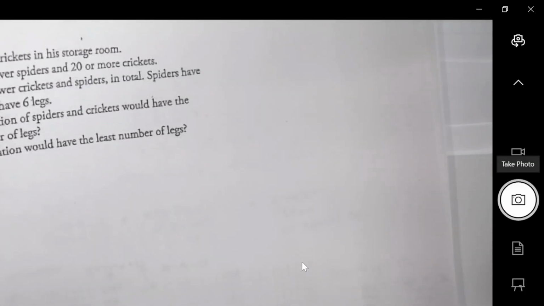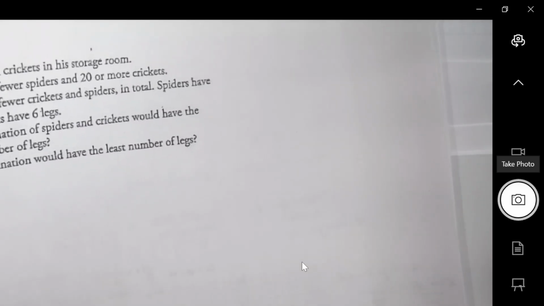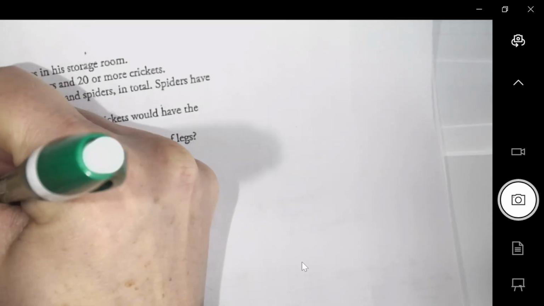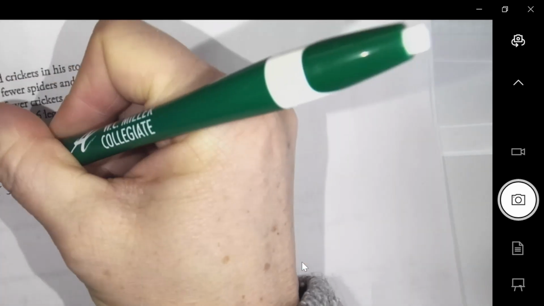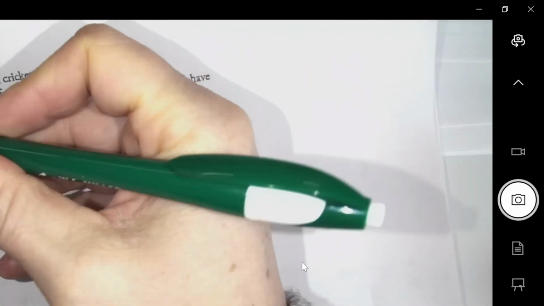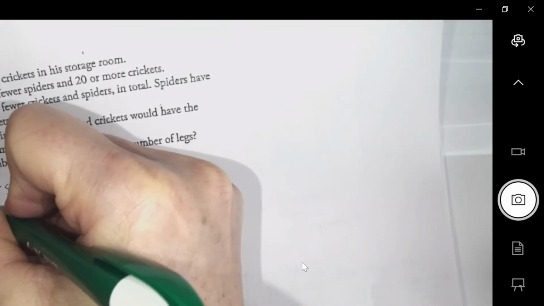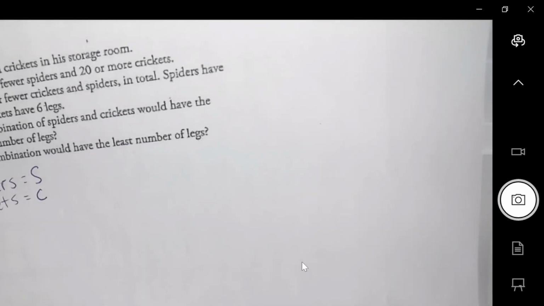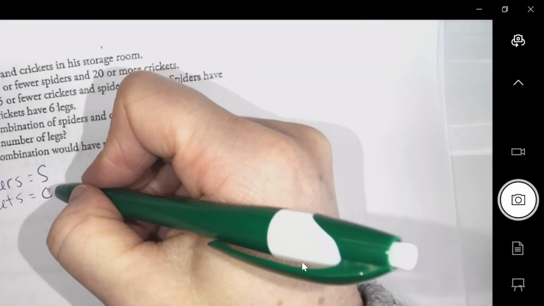Okay, Ed found spiders and crickets in his storage room. So let's already just define our variables. We have spiders, we'll go S, crickets, a C, and the restrictions, what do we know?